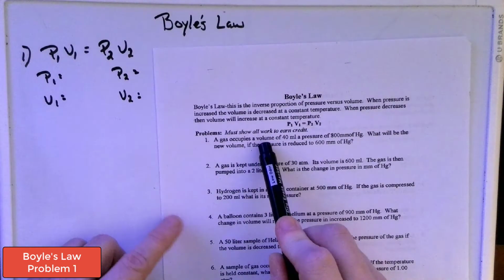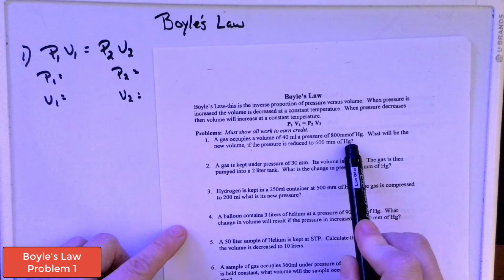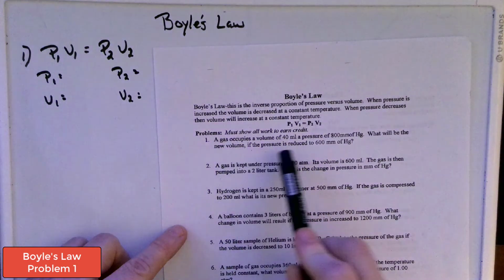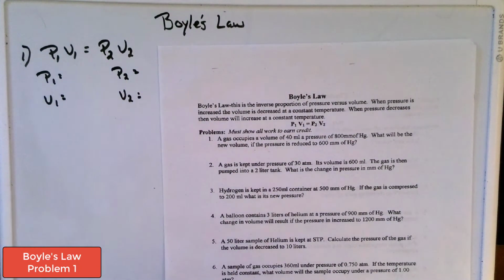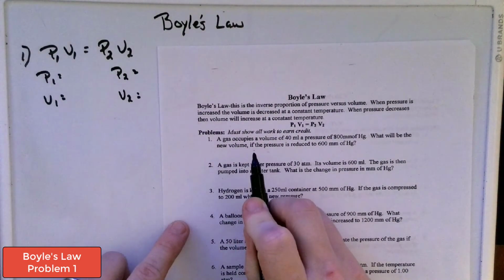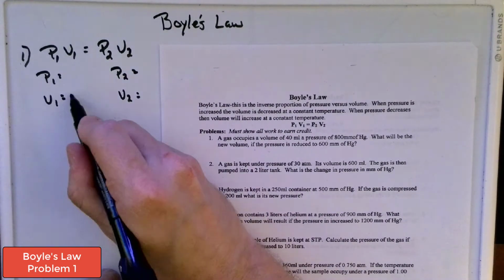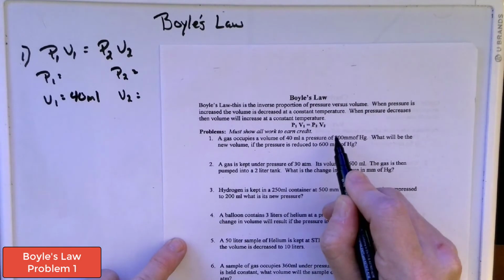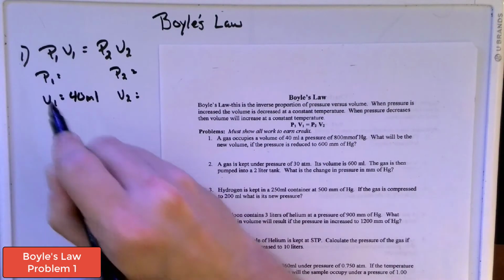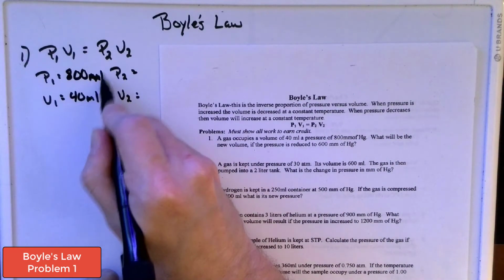Let's take a look at number 1. The gas occupies a volume of 40 milliliters and a pressure of 800 millimeters of mercury. What will be the new volume if the pressure is reduced to 600 millimeters of mercury? Since I already have my problem set up, I'm going to go ahead and list out what units I currently see. Looking at problem number 1, I see that 40 milliliters sounds like the first volume, so I can go ahead and write that in. 40 milliliters. And that is also associated with 800 millimeters of mercury. That happens to be the first pressure. 800 millimeters of mercury.